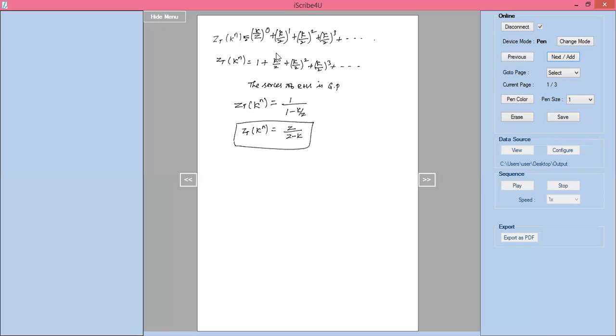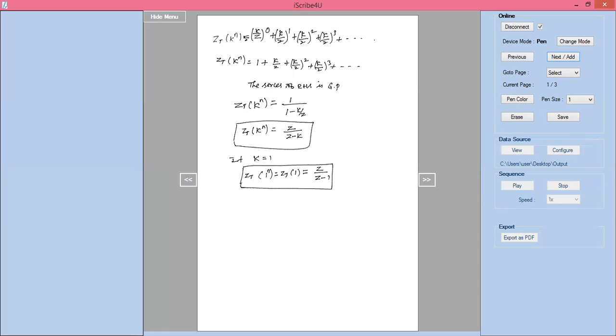Now, in this, if you want to find Z transform of 1, suppose k equal to 1, then Z transform of k power n is 1 power n. So I'll write Z transform of 1 equal to Z divided by Z minus 1. The Z transform of 1 should be Z divided by Z minus 1. Now, using this formula, we will simplify the remaining formulas.